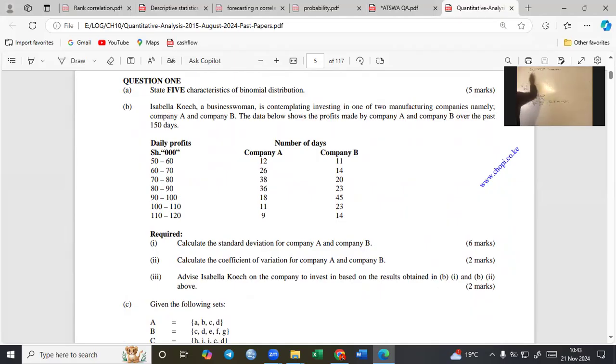Someone to read for us. Isabella Koech, a businesswoman, is contemplating... I was reading. Someone else. Okay, some.